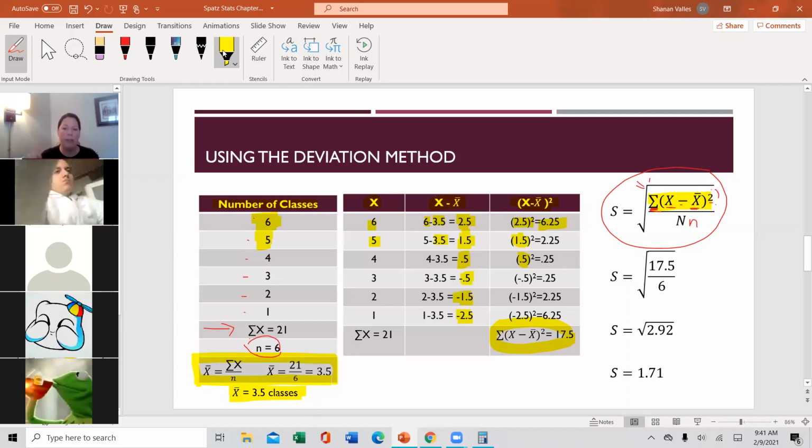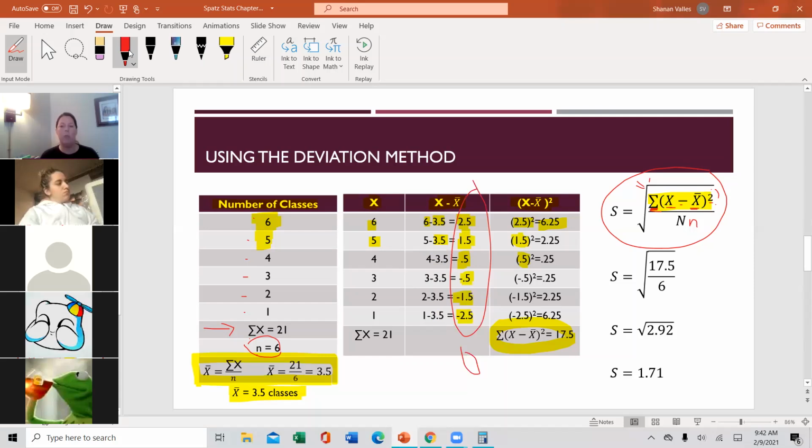Why we have to square them is because if you add up this column right here, it will come to 0. And you can see there, each one of them negates each other, right? We have a 2.5 and we have a negative 2.5. We have a 1.5 and a negative 1.5. We have a 0.5 and a negative 0.5. So we can't sum those deviations. If we add up those deviations, we're going to get 0. We have to square them.